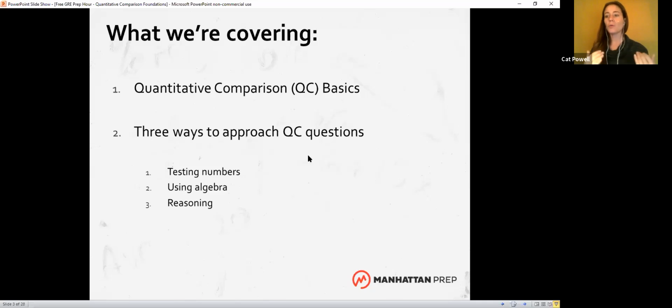So we're just going to talk a little bit about what these questions are, where they show up in the test, and then we're going to get into talking about our core strategies for approaching these, and hopefully cover most, if not all, of our core approaches to these tonight, starting with testing numbers, looking at algebra, looking at reasoning.